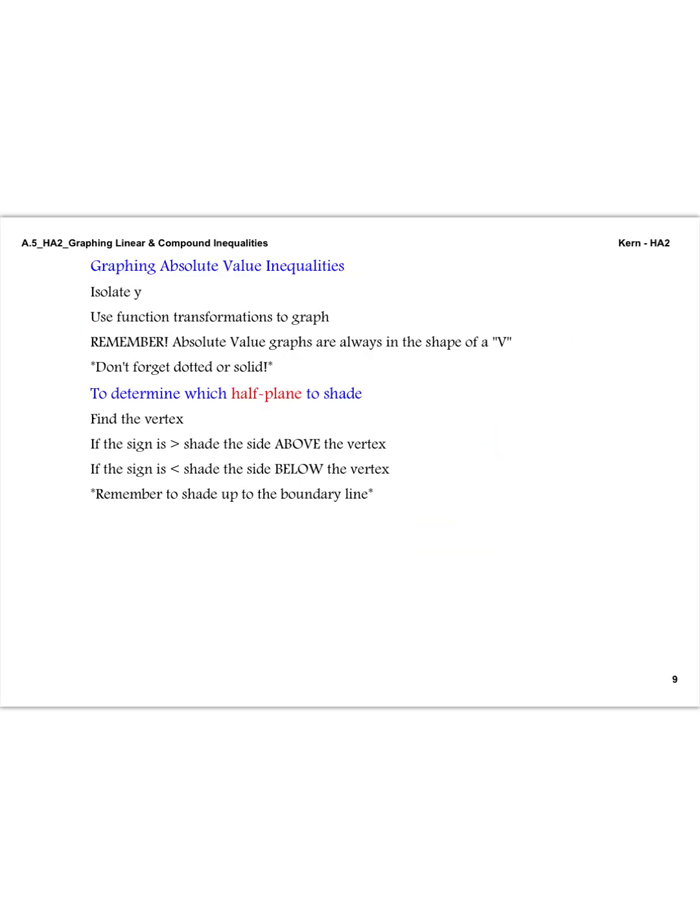All right, now we're gonna talk about graphing absolute value inequalities. The main thing you need to know here is that absolute value graphs are always in the shape of a V, okay? And when we shade, now we're going from the vertex instead of the y-intercept. You need to remember your transformations in order to graph absolute value inequalities.